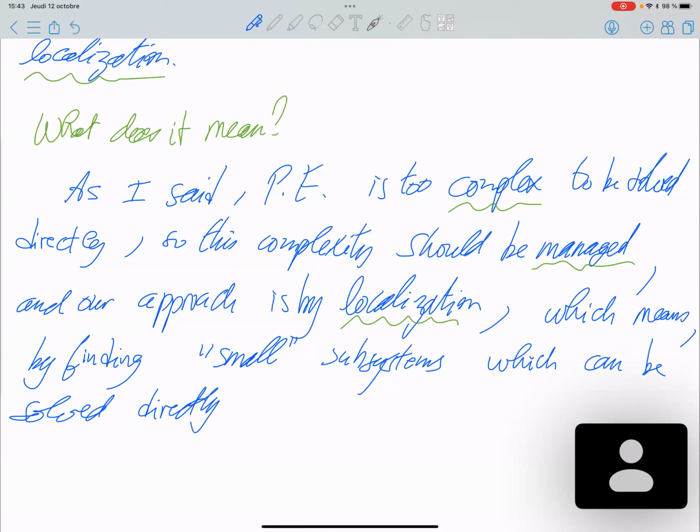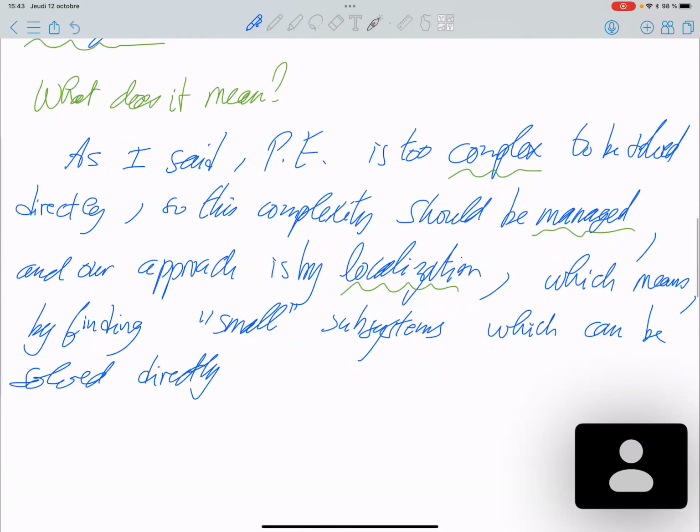Ultimately, this is not the point of this paper. It will be for coming work. Ultimately, you provide an increasing sequence of subsystems. You start with a small subsystem you can solve directly, then you increase a little bit, and step by step you can solve directly, and ultimately you can cover the full system.